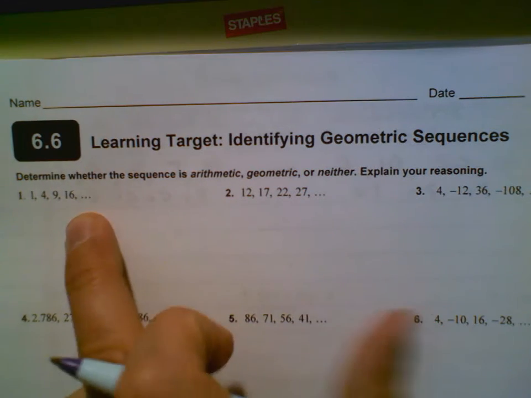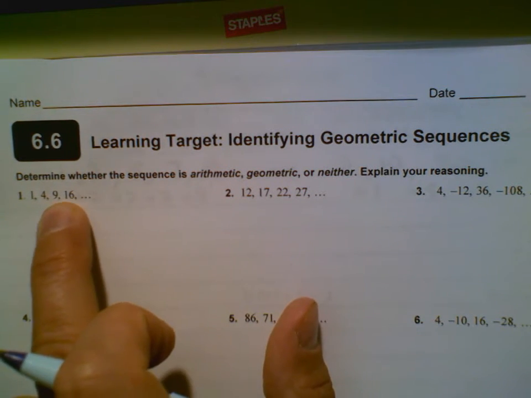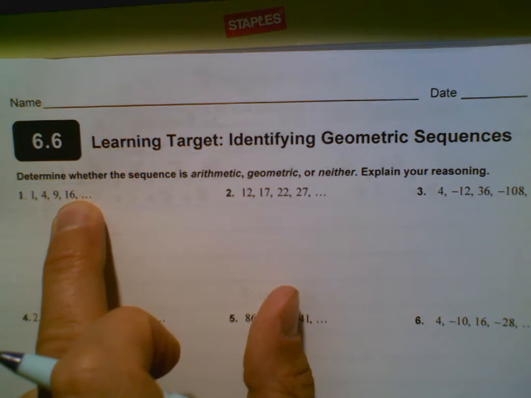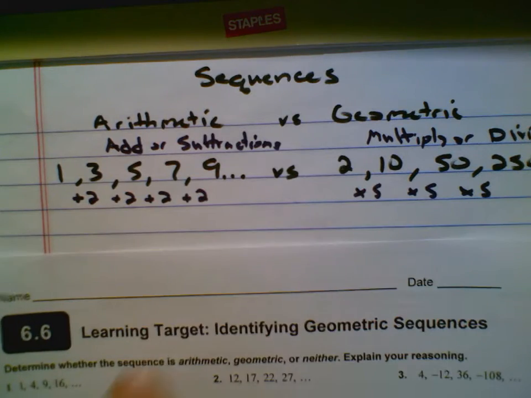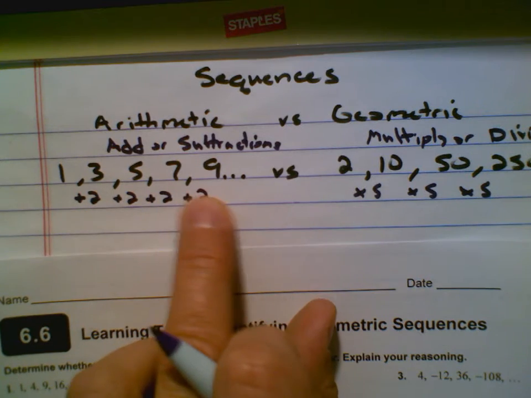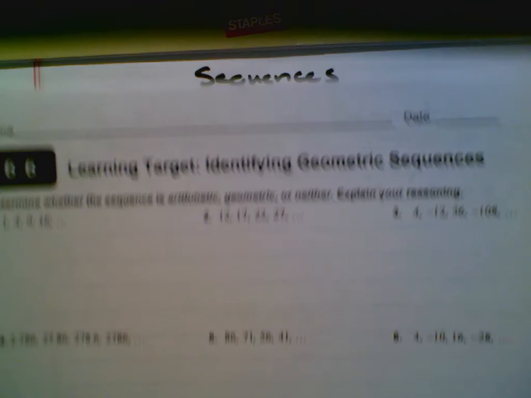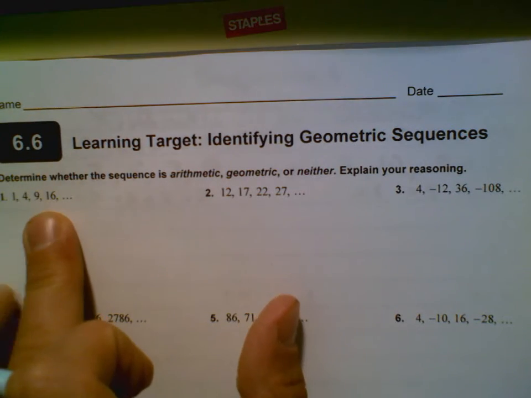All right, let's look at the first example. It says 1, 4, 9, 16. Well, it goes up by 3, then it goes up 5, then it goes up 7. So it's not arithmetic because it's not continuously the same number. Okay, it's important to remember it's constantly going up by the same number or it's constantly multiplying by the same number. In this case, it's not going up by the same number.